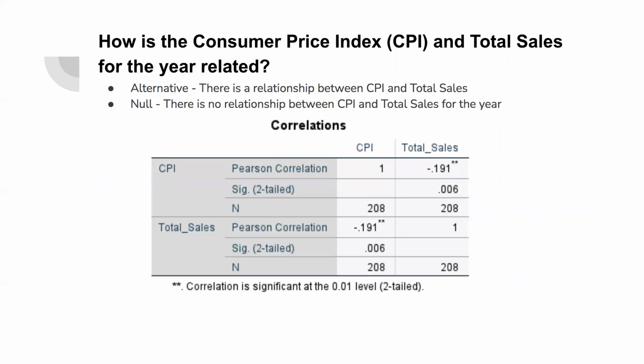We were next asked to determine if consumer price index and total sales for the year are related. We ran a bivariate correlation analysis to determine the relationship between CPI and total sales for the year. The resulting analysis told us that there is a significant weak negative relationship as determined by R equals negative 0.191 and a p-value that is less than 0.05 between the CPI and total sales for the year, and it agrees with the alternative hypothesis.